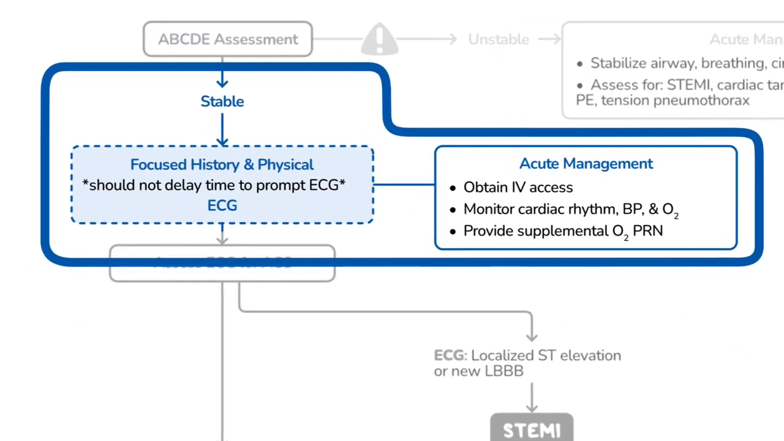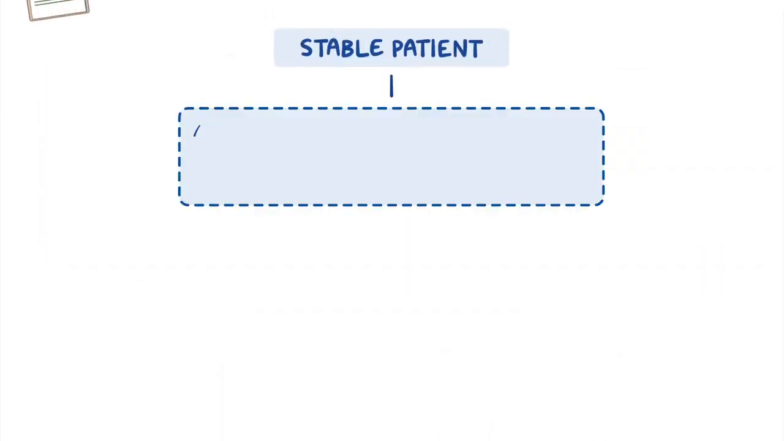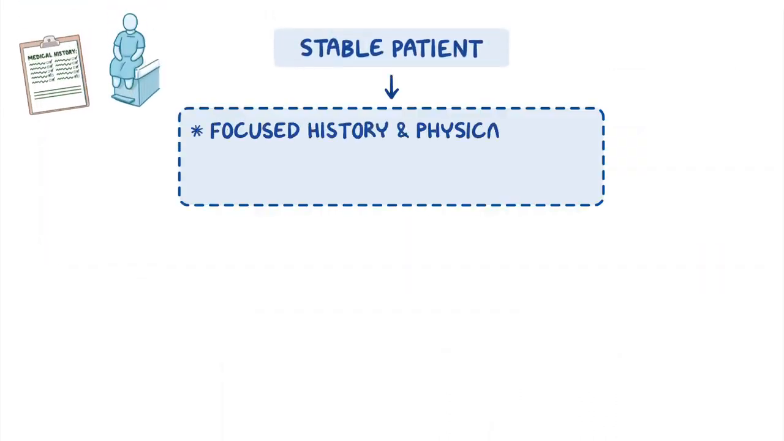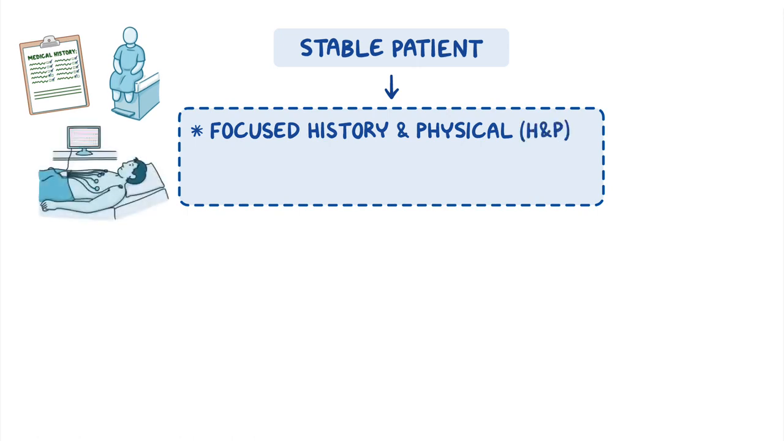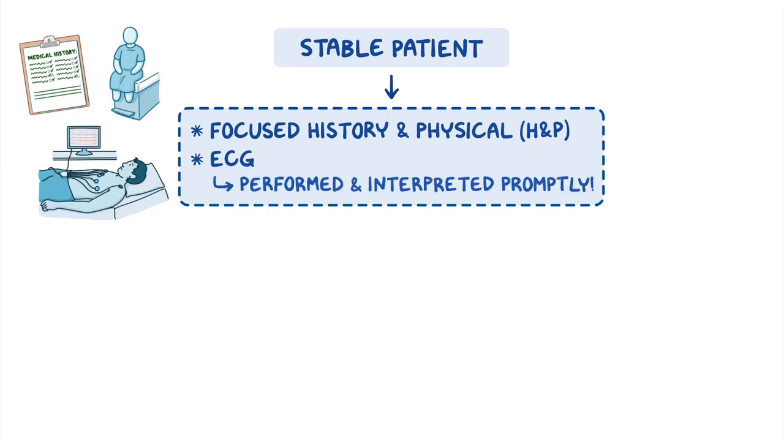So, what do you do in the case of a stable patient presenting with chest pain? Your evaluation begins with a focused history and physical examination, or H&P, alongside an electrocardiogram, or ECG. That ECG needs to be performed and interpreted promptly. You're going to use it to evaluate the patient for some life-threatening conditions.